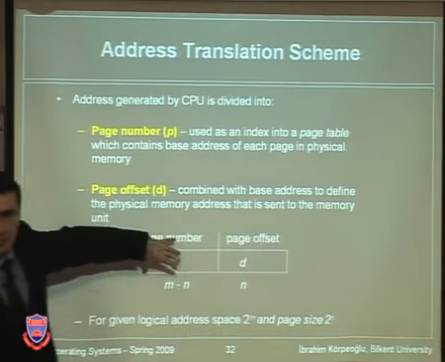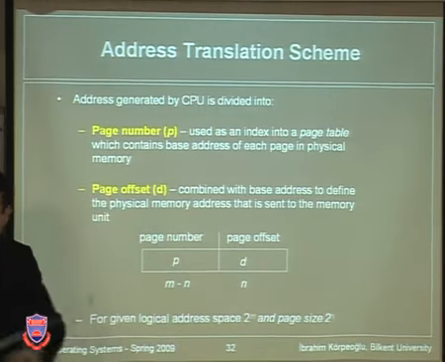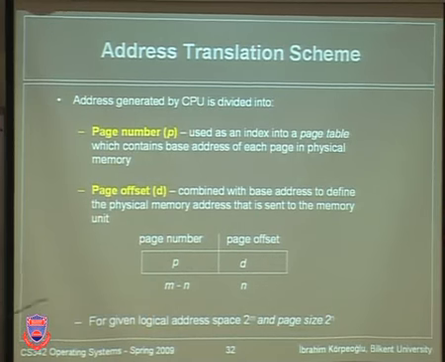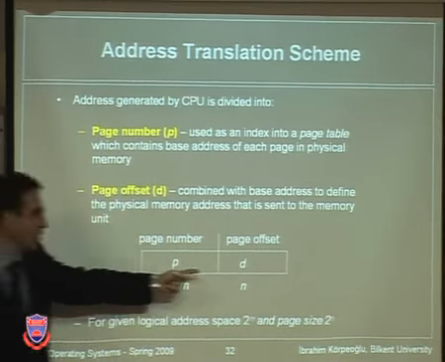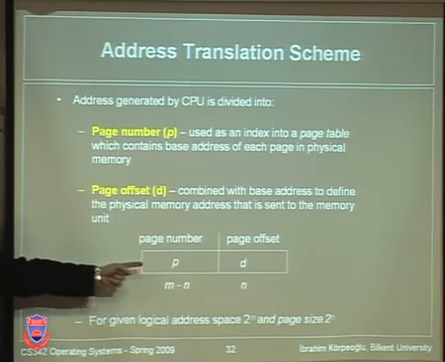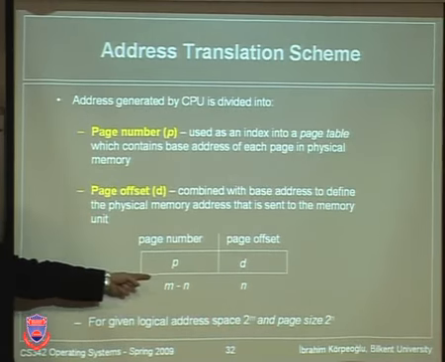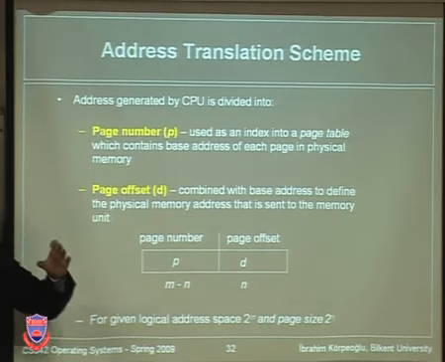And the remaining can be, for example, the page number part, right? So you divide the address into these 2 parts, and that part is now considered as the page number. That part is considered as the offset. So that part, the page number, is now used as an index into the page table, okay?